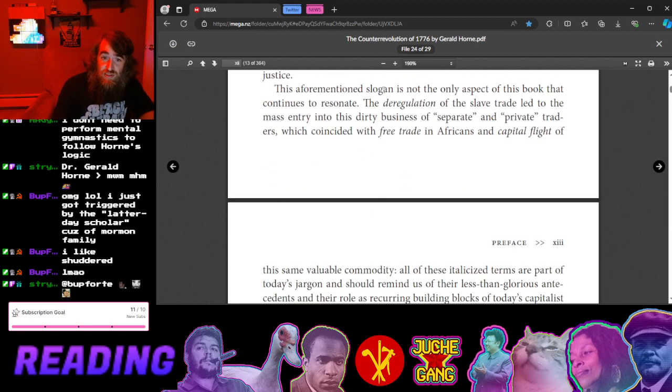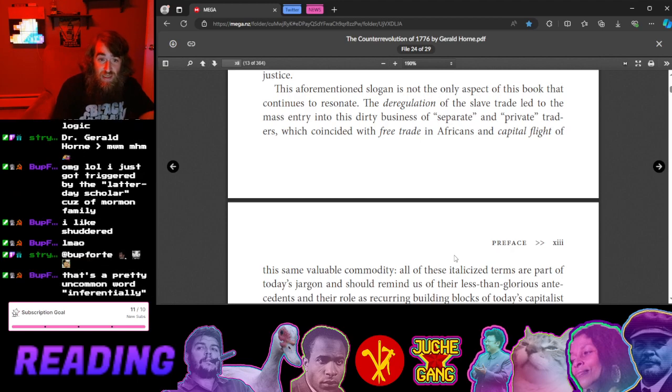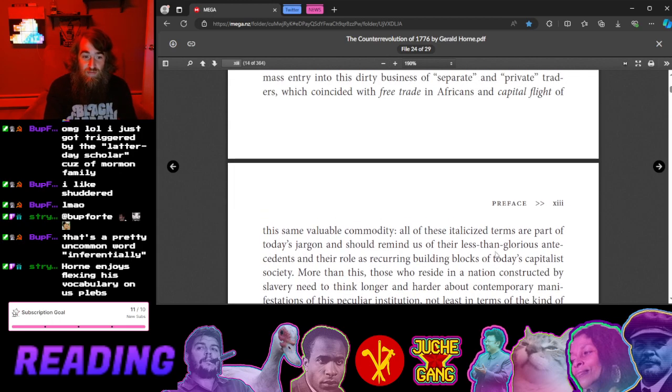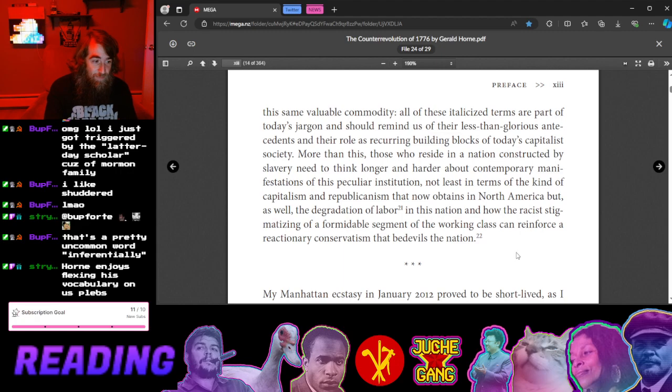This aforementioned slogan is not the only aspect of this book that continues to resonate. The deregulation of the slave trade led to the mass entry into this dirty business of separate and private traders, which coincided with free trade in Africans and capital flight of this same valuable commodity.